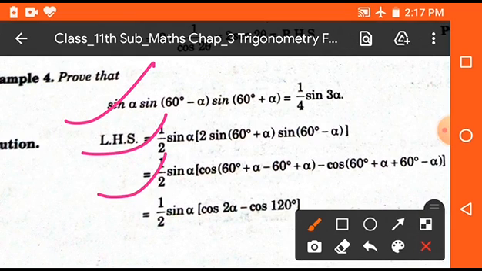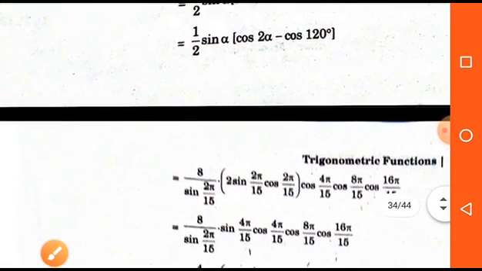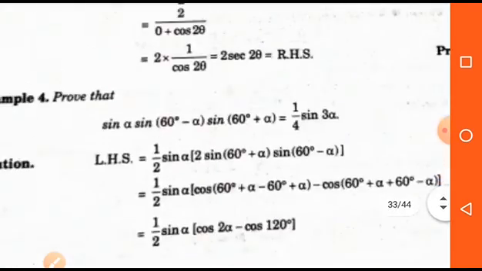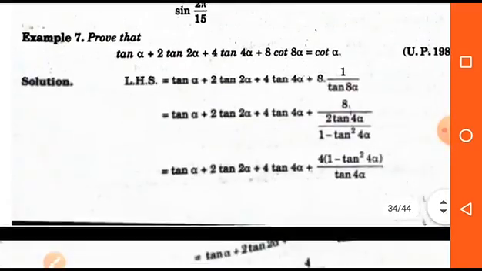Now using the formula 2 sin A into sin B, we get 1 upon 2 into sin alpha in bracket cos(60 plus alpha minus 60 plus alpha) minus cos(60 plus alpha plus 60 minus alpha). So we get 1 upon 2 sin alpha in bracket cos 2 alpha minus cos 120 degree. Clear? Now put the values and easily get the solution.